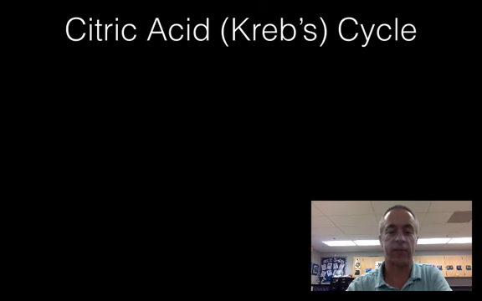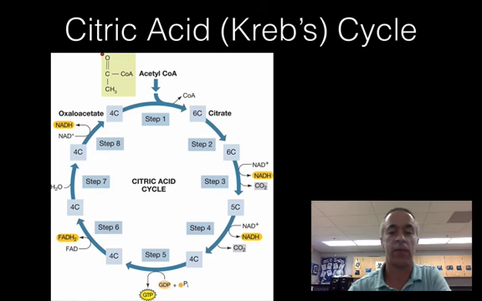And the next step is what we call the citric acid cycle. It's also sometimes referred to as the Krebs cycle, but it's more commonly known as the citric acid cycle because of this intermediate right here, citrate, which is also called citric acid.